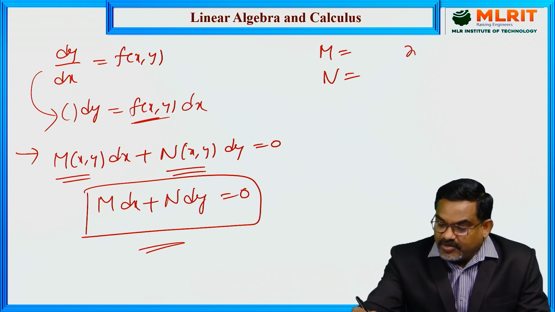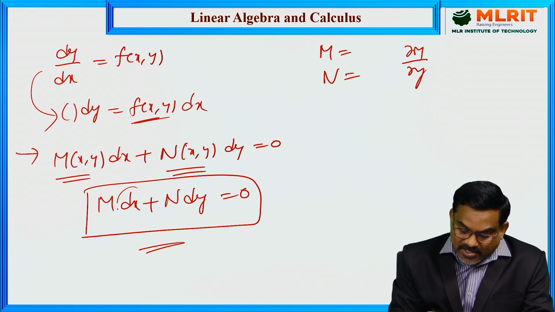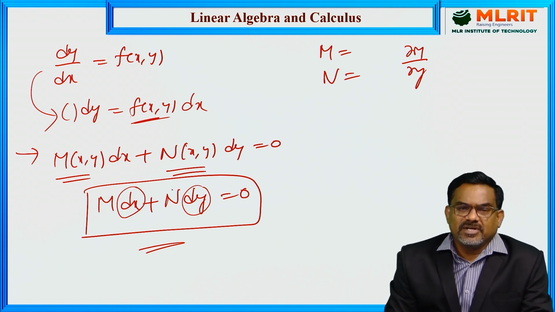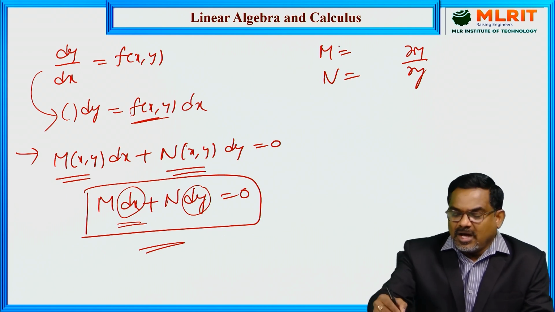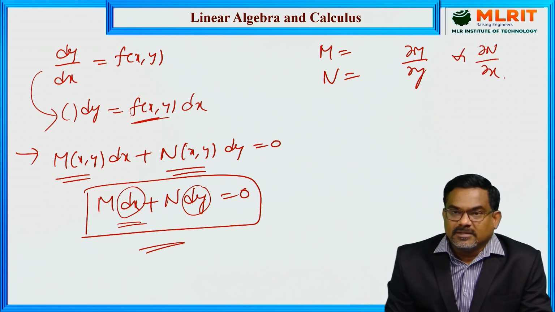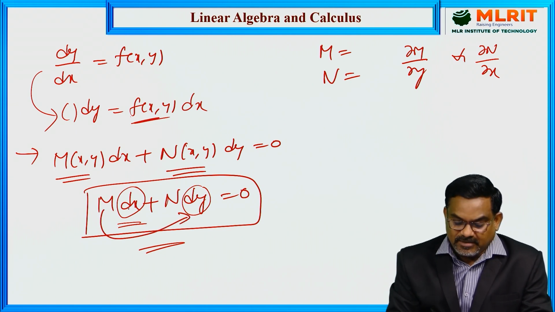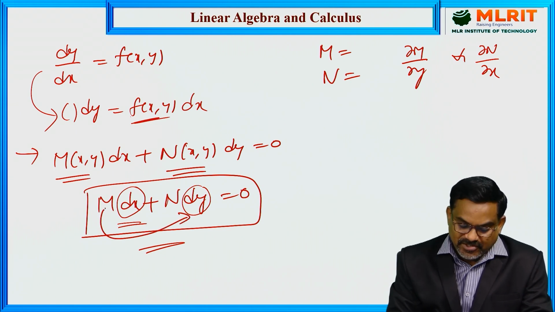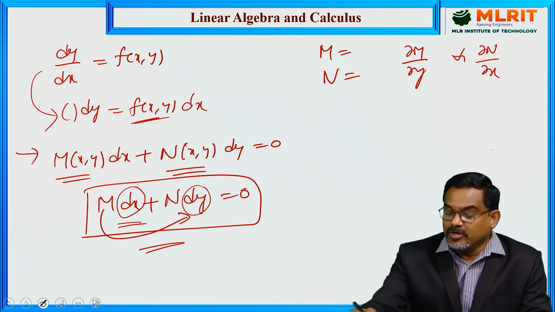Then find dou M by dou y. Here one more point is the function before dx is M and before dy is N. The function before the differential dx is M and before the differential dy is N. So, identify the functions and then find dou M by dou y and dou N by dou x. There is no confusion. Differentiate this function with respect to the other variable. Here before dx we have M. So, differentiate M with respect to y and differentiate N with respect to x. So, dou M by dou y and dou N by dou x.